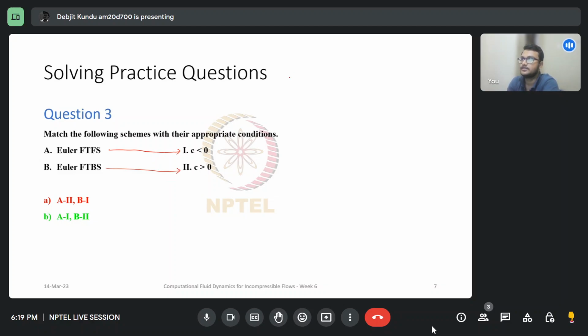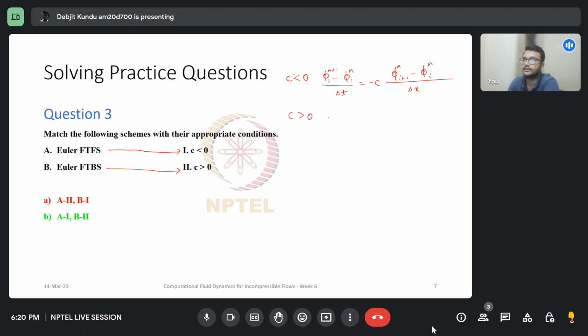So it boils down to this: for c less than 0, we will discretize using Euler FTFS in this manner. So we have phi i at n plus 1 minus phi i at n, divided by delta t. This would be equal to minus c over delta x. We will use forward difference in space. So phi i plus 1 minus phi i, and both of them at the nth time level.